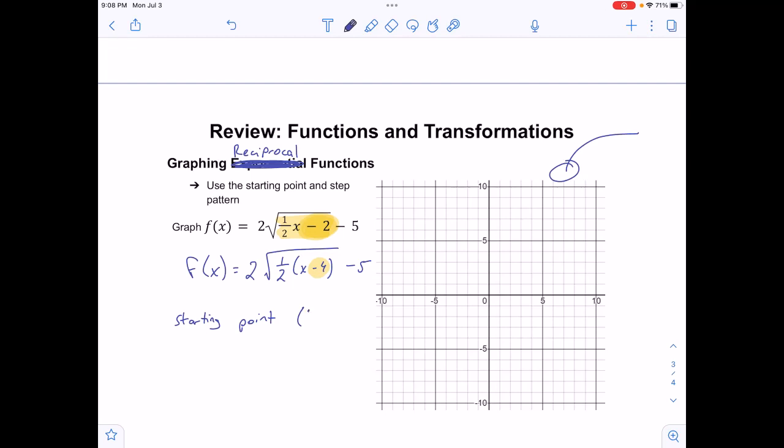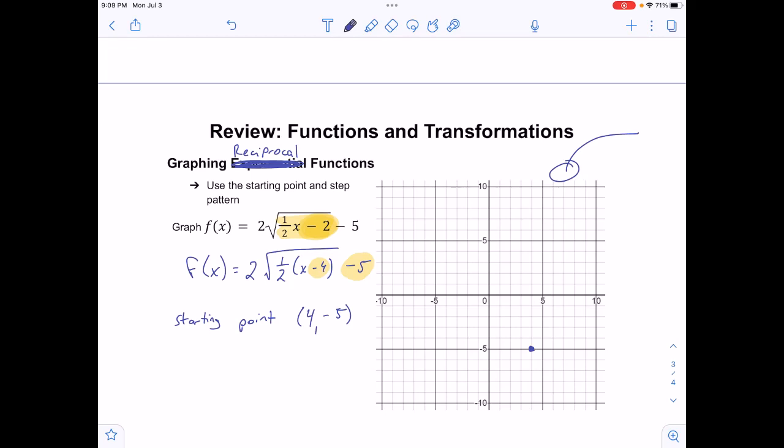Sorry, +4, because remember it's always the opposite when it's on the inside. And the second number comes right at the end, just like with a quadratic. So our starting point here is at the point (4, -5), and I can just draw that right on my graph.